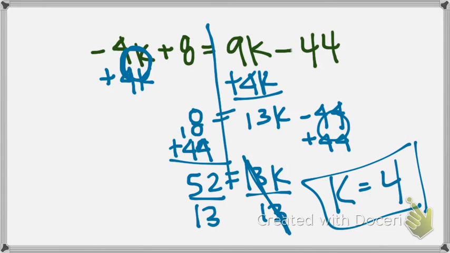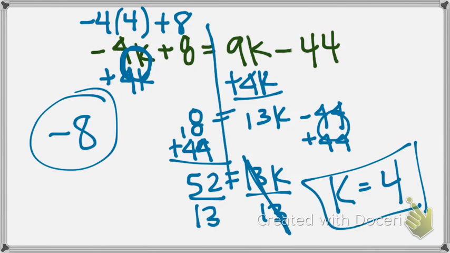If you were to plug this into the calculator to check it, you would have to do negative 4, parentheses 4, plus 8, hit enter. I'm going to do this in my head, so I got negative 16 plus 8, that's negative 8. So I got negative 8 on this side.